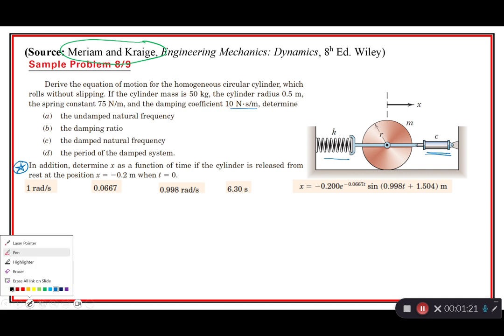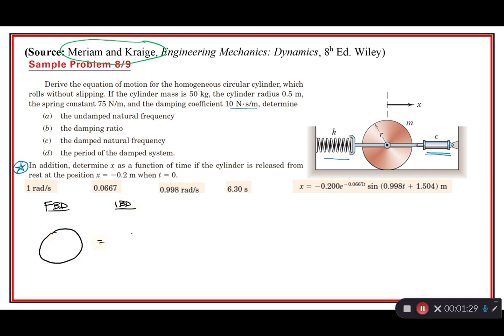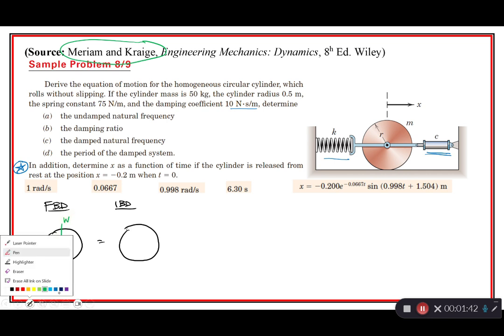So I'll start out with my FBD and IBD. Draw two circles right here. There's a trick to this that we're going to see in a second. All right, so we got our weight onto the thing. Don't really need that. Of course, we're going to have a normal force coming back up right here. And then we're going to have a friction force.